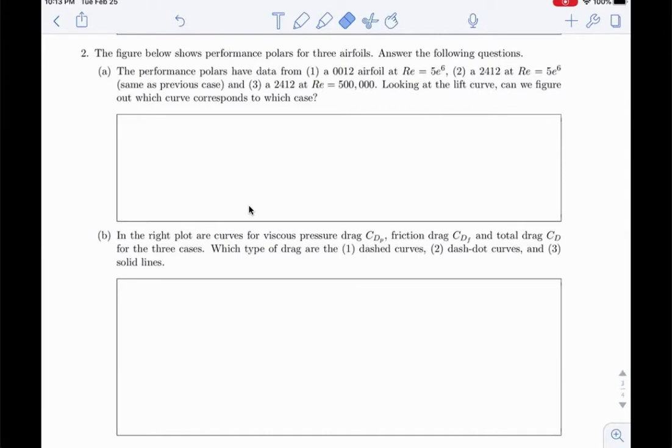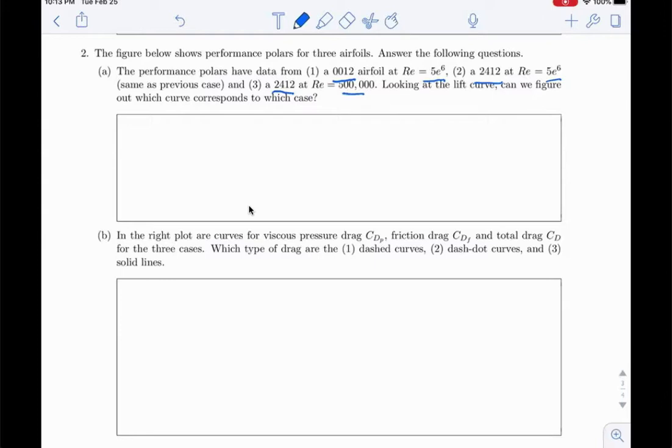This problem notes the performance polars in the figure, which I'll show in a second, showing polars for 3 airfoils: a symmetrical foil, a 0012 at a Reynolds number of 5 million, a 2412, which I showed in lecture, at the same Reynolds number, 5 million, and that same 2412 foil, but at a lower Reynolds number.